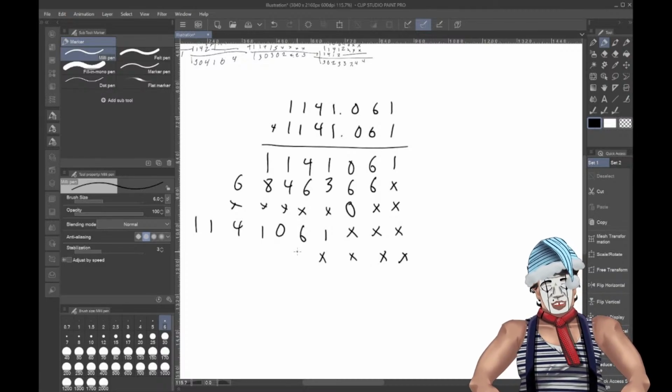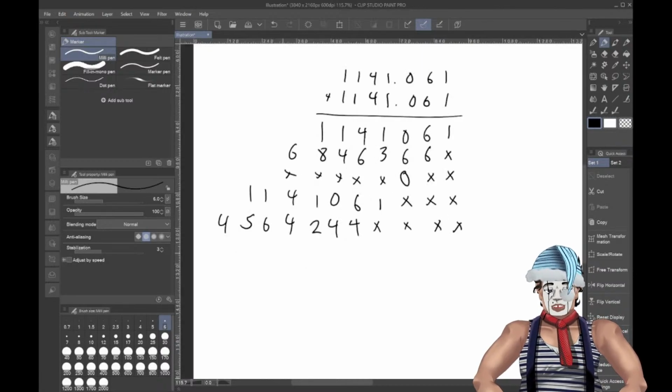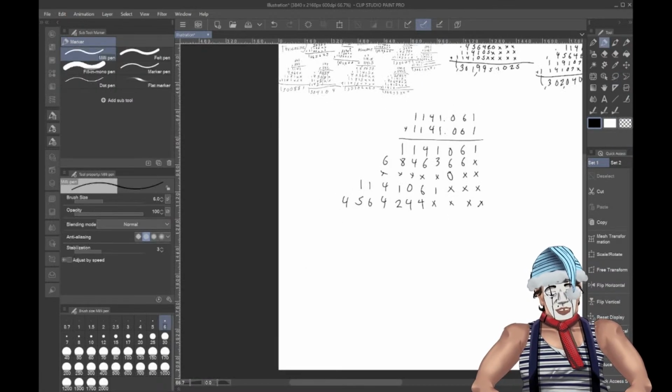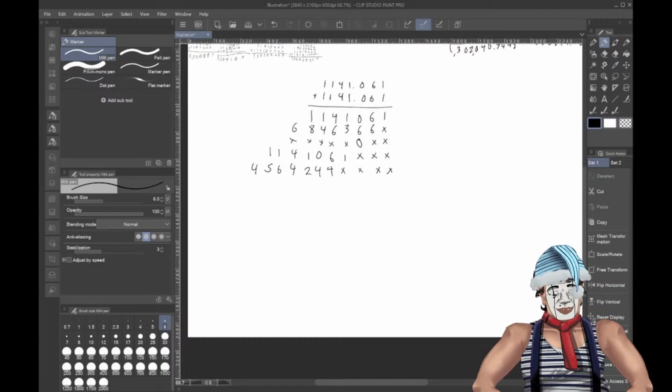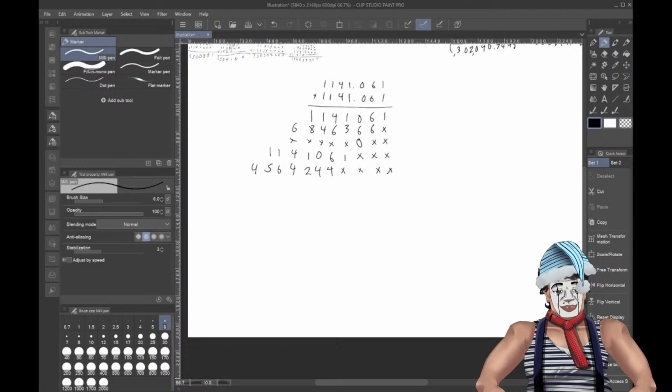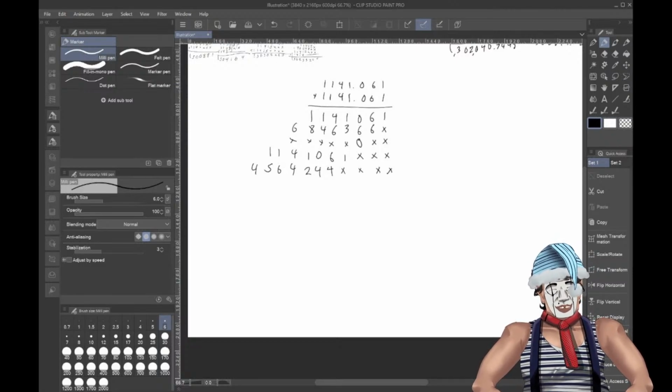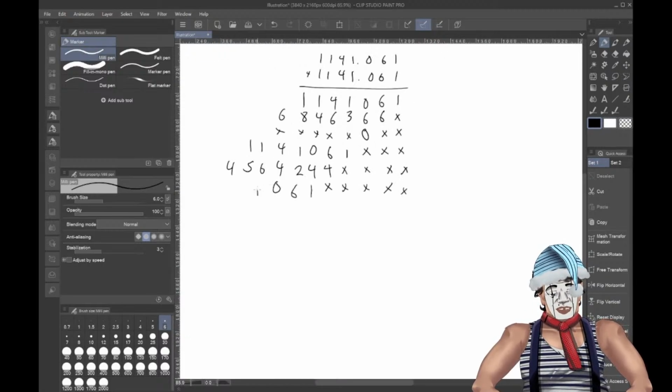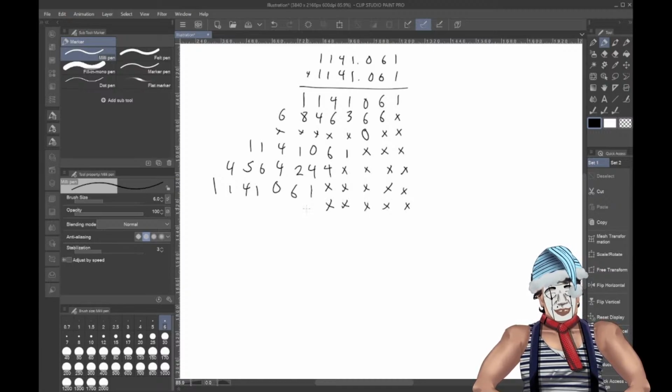They never said math had to be pretty. It just had to be right. X, X, X, X, X. 1, 2, 3, 4, 5, 6. Okay, now we're back to the 1. It's 1, 6, 0, 1, 4, 1, 1. How many more digits? 1, 2, 3, 4, 5, 6. 1, 6, 0, 1, 4.